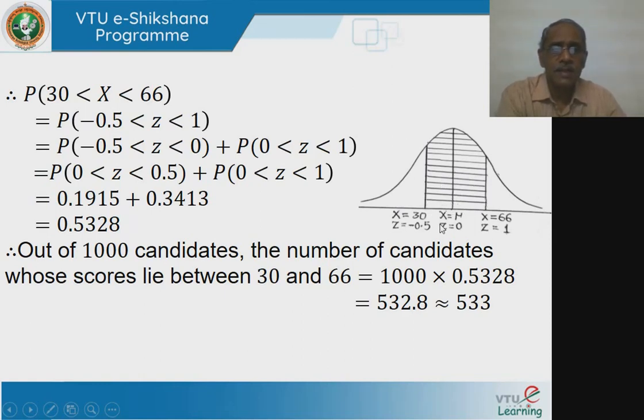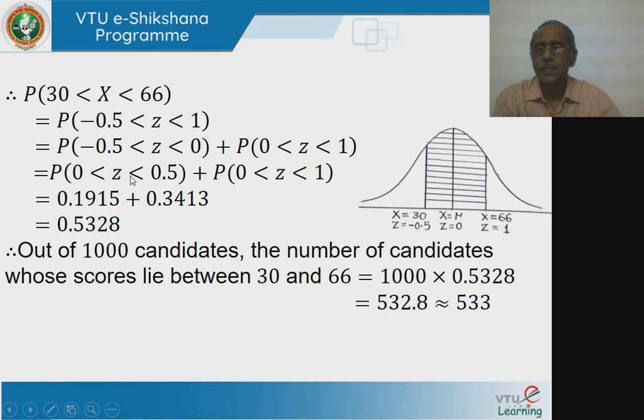This area is equal to the area between z equal to minus 0.5 and 0, plus the area between z equal to 0 and z equal to 1. So this can be written as the probability of minus 0.5 less than z less than 0, plus the probability of 0 less than z less than 1. But we know that the area between z equal to minus 0.5 and z equal to 0 is the same as the area between z equal to 0 and z equal to plus 0.5. So this can be written as the probability of 0 less than z less than plus 0.5, plus the probability of 0 less than z less than 1.